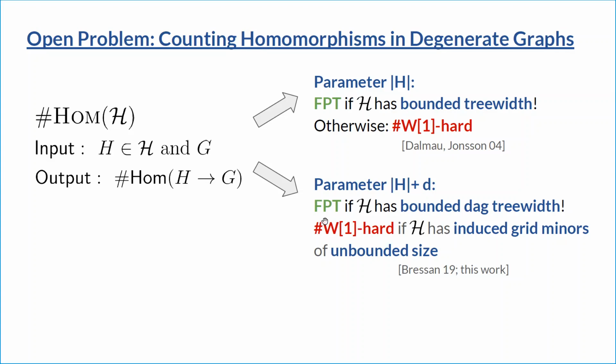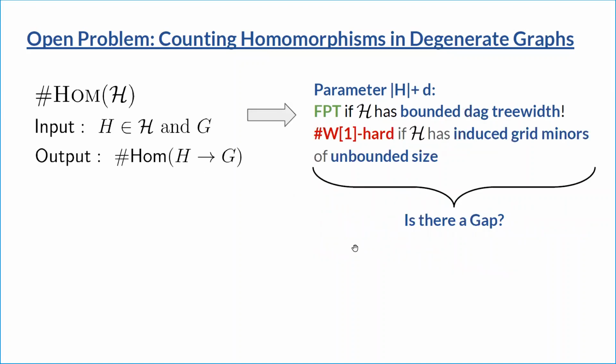And we were able to show that if the class has induced grid minors of unbounded size, then we get sharp W1 hardness. And here an induced minor is obtained by contracting edges and deleting vertices, but deleting edges is forbidden. And the question is whether this captures all classes already. So is there a gap between bounded Deg tree width and induced grid minors?